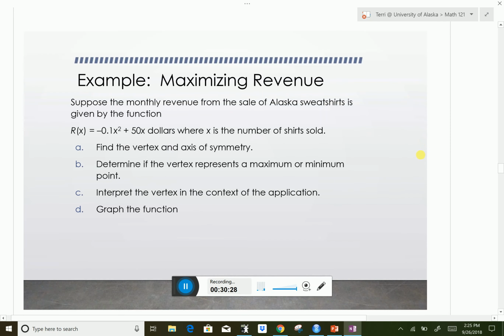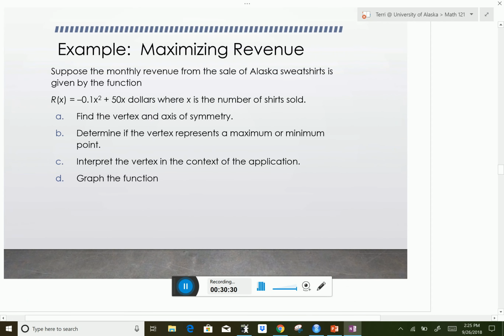Okay, let's move on. Let's talk about maximizing the revenue. Suppose the monthly revenue from the sale of Alaska sweatshirts, you know, I like to sell Alaska sweatshirts, is given by the function negative 0.1x squared plus 50x, where x is the number of shirts sold. Yes, this revenue function has a little extra thing in it due to supply and demand.